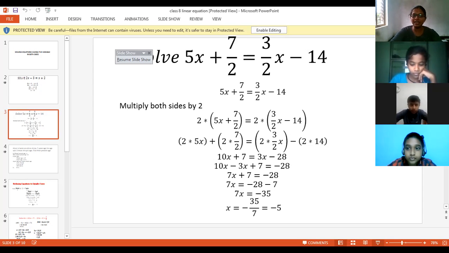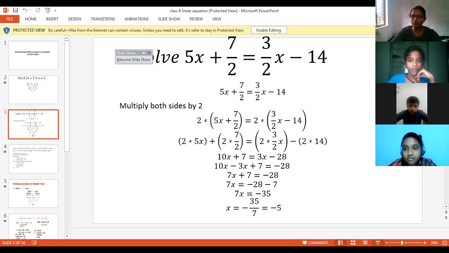Then what happens here? We can cancel this 6 and 3 by writing 2 in our numerator, and here 6 into 1 becomes 6. And here we can cancel both the sixes in RHS.